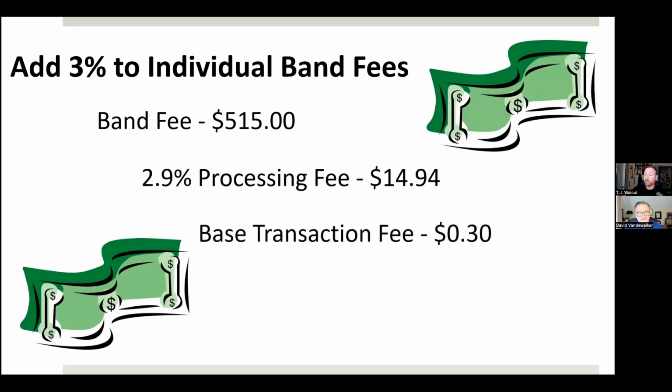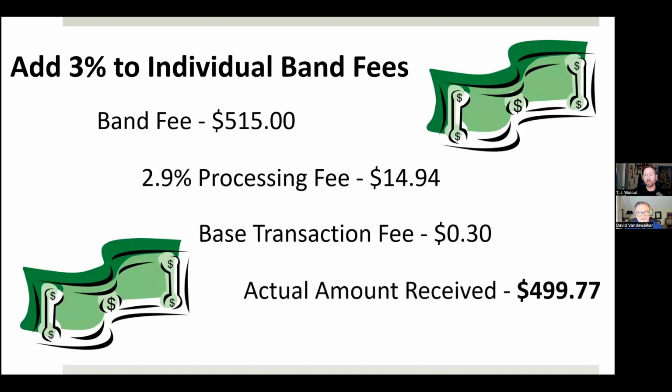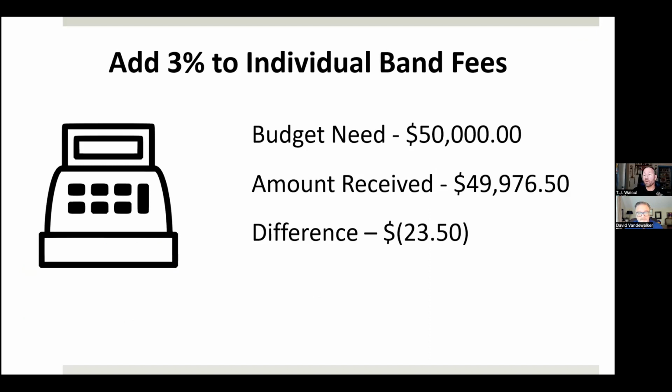That 30 cents is still there, but the nice part is by adding $15, we're now only about 23 cents short of what we originally planned per student, right? So overall, that difference is now much, much less than what we started at if we just went with our $500 fee versus going up to $515. Again, much less that we have to try and make up in some other way.